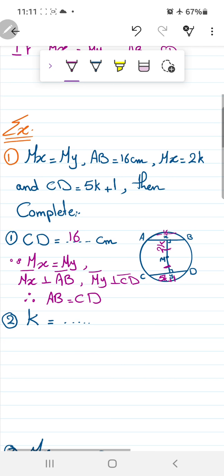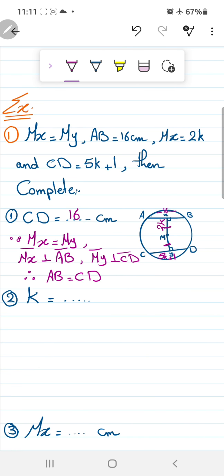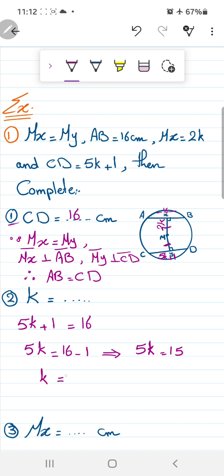Number 2, we want to get the value of K. Here CD is 5K plus 1, and we said in number 1, CD is 16 centimeters. So 5K plus 1 equals 16. It's an equation. Subtract 1 from both sides, so 5K equals 16 minus 1, so 5K equals 15. We want to get 1K, so divide by 5. K equals 15 divided by 5, which is 3. So the value of K equals 3.